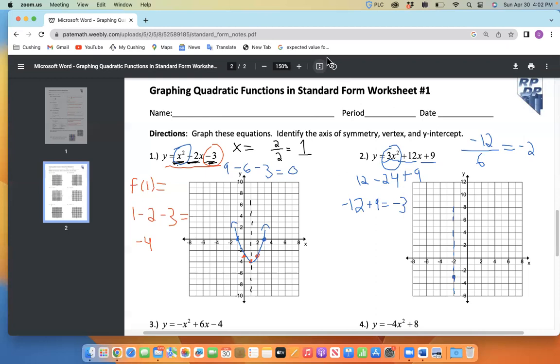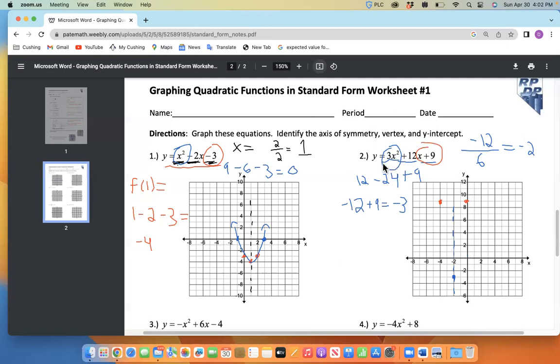Next thing I might want to do is plot the y-intercept at positive 9. That's way up here. And I can also mirror it. So 1, 2, 1, 2. And just to get an idea of where the graph should be in the middle, maybe I'll find f of -1, right? Is that what I want to do? Yeah, let's find f of -1.